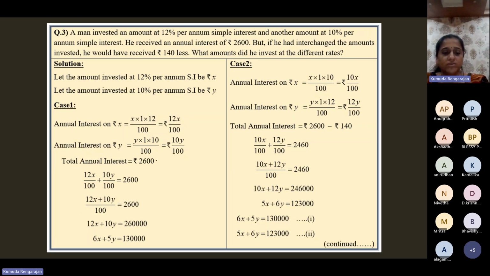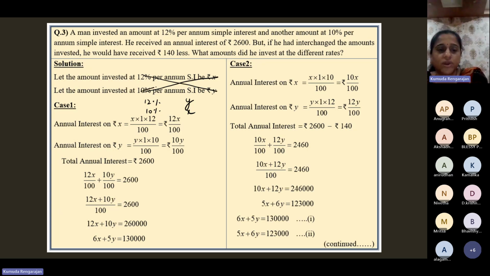Now, what's the total annual interest? 2,600. That means the interest on X plus the interest on Y is equal to 2,600. When you exchange the amounts, how are you investing? You are investing Y at 12% and X at 10%.